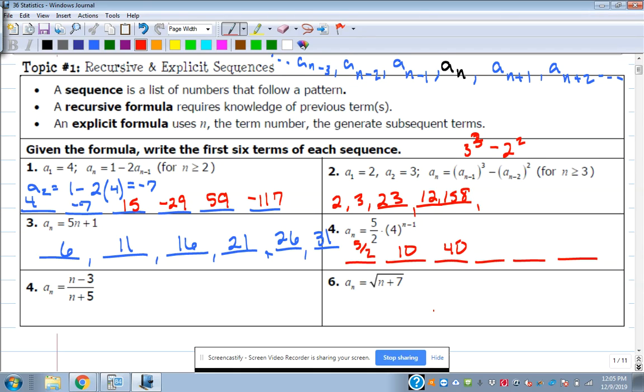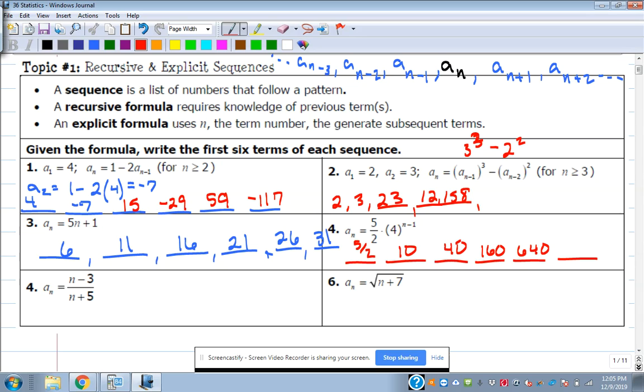Plug in a 4. 4 to the third is 64. Half of 64 is 32 times 5 would be 160. And then plug a 5 in. 4 to the fourth power would be 64 times 4, which is 256. 256 times 5 over 2 would be 128 times 5, which would be 640.